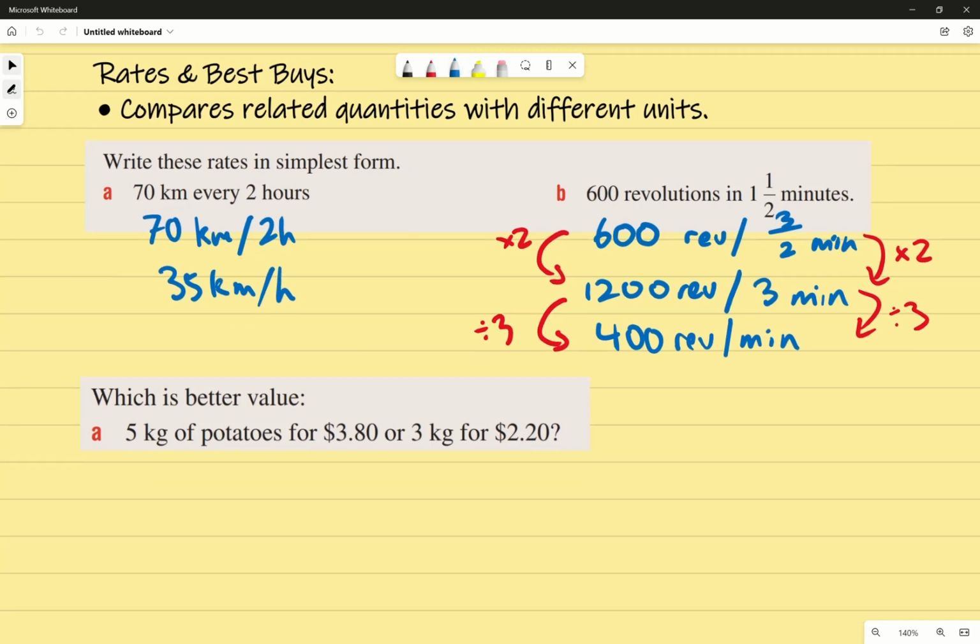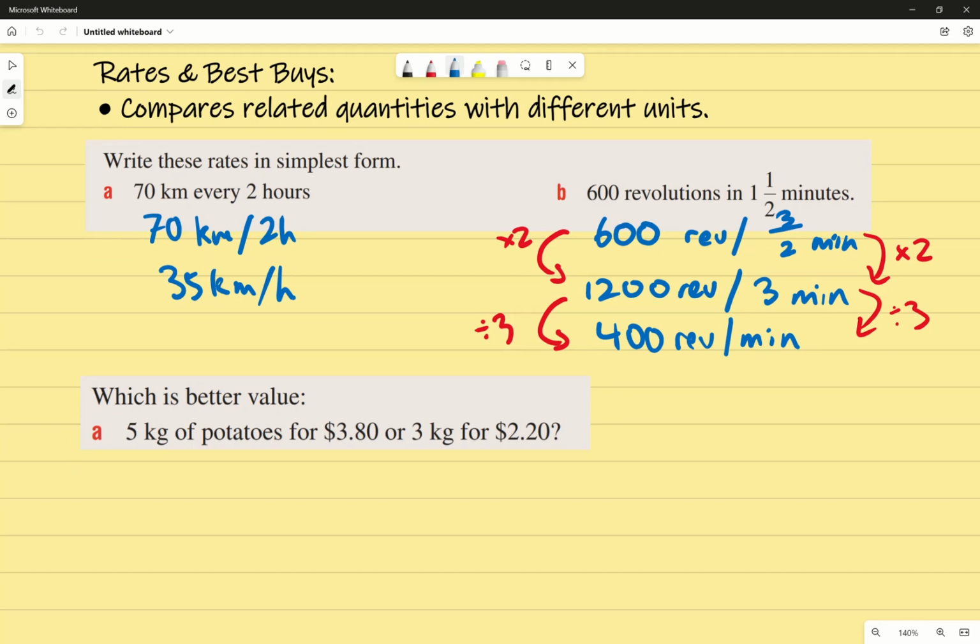So which is better value? 5 kilos of potatoes for $3.80 or 3 kilos for $2.20? There are two ways you can do this. Because all we're doing is comparing, we can either make them both how much is it per kilo, or we can make them both how many kilos do we get per dollar. Now one of them is harder than the other, but they both work completely fine.